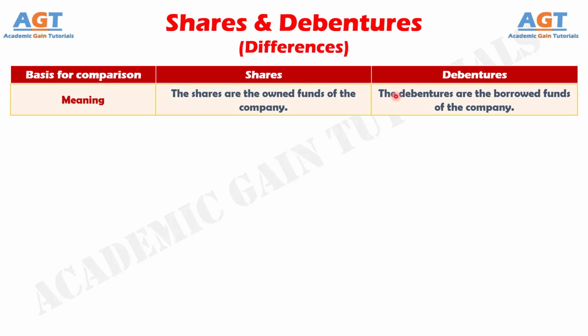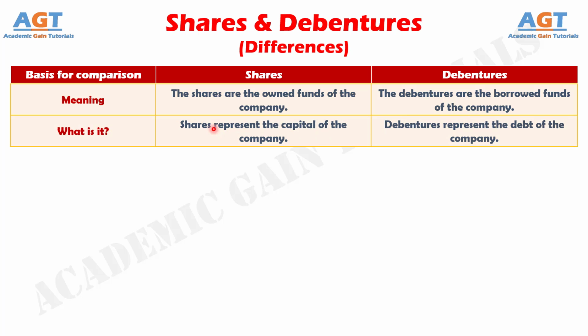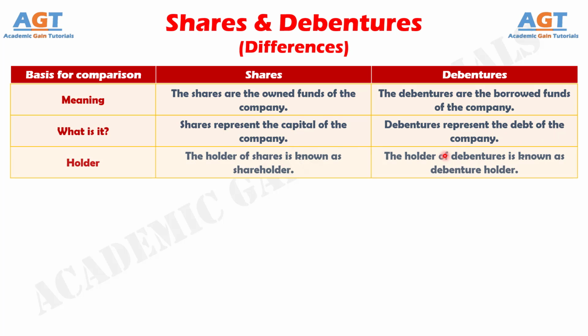Difference number 1. The shares are the owned funds of the company, whereas the debentures are the borrowed funds of the company. Number 2. Shares represent the capital of the company, whereas debentures represent the debt of the company. Number 3. The holder of shares is known as shareholder, whereas the holder of debentures is known as debenture holder.